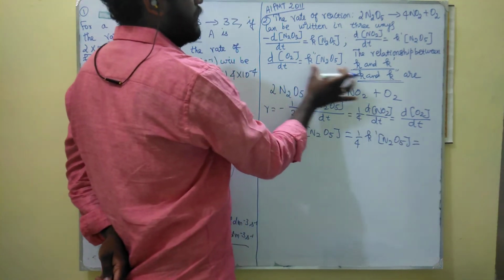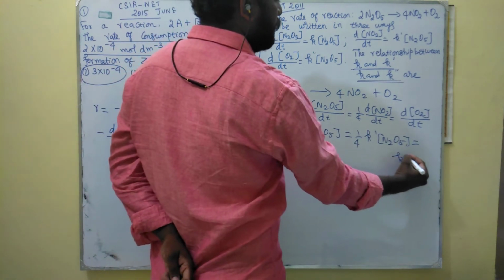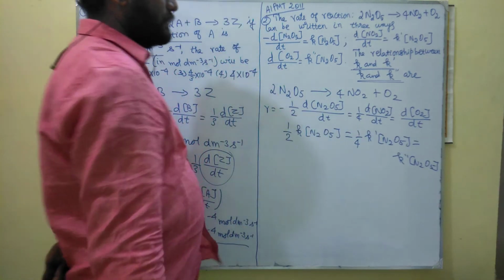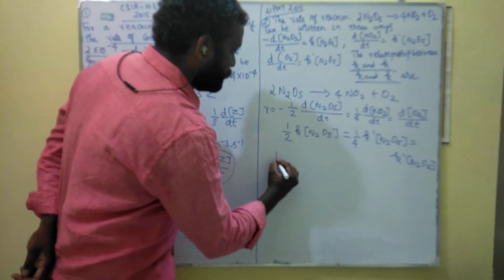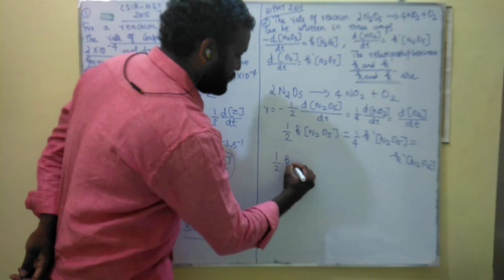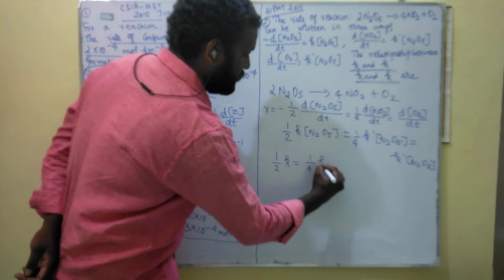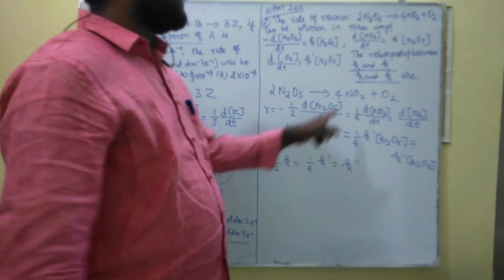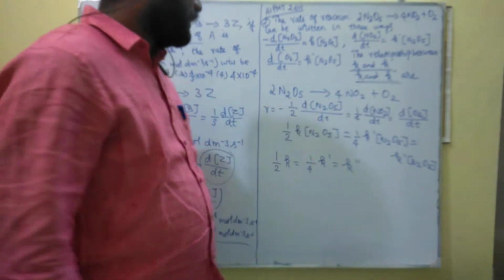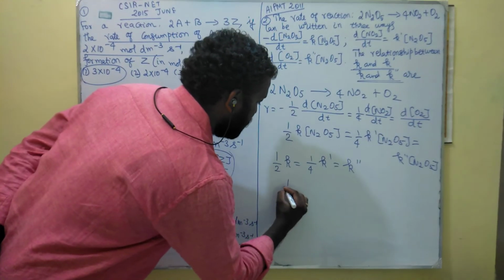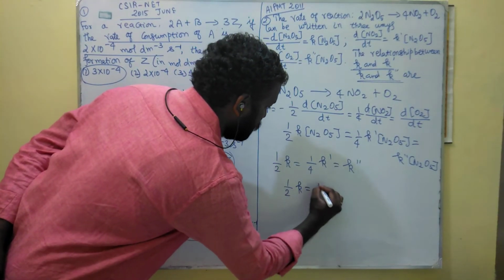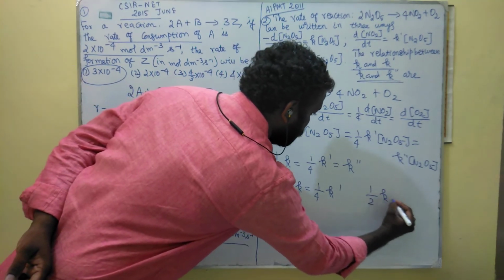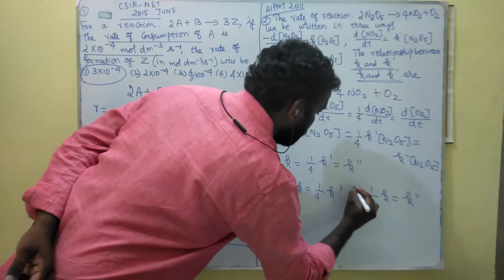Oxygen, K double prime, N2O5. Here N2O5 is common, you can take it as out. So 1/2 K is equal to 1/4 K prime is equal to K double prime. We need the relation between K and K prime, K and K double prime. So you just relate that 1/2 K is equal to 1/4 K prime, and 1/2 K is equal to K double prime.